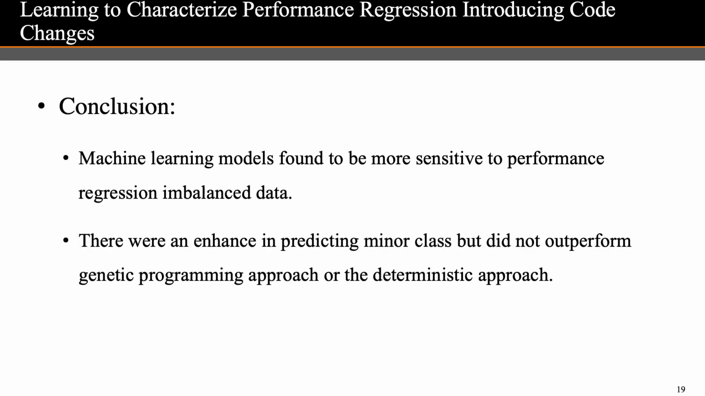To conclude, we found that machine learning models were more sensitive to performance regression imbalanced data. They showed an enhancement in predicting the minor class but did not outperform the genetic programming approach. In general, we recommend software engineers first understand the dataset type and then decide what action to perform on it for cleaning, without changing data properties in a way that might manipulate and control results.